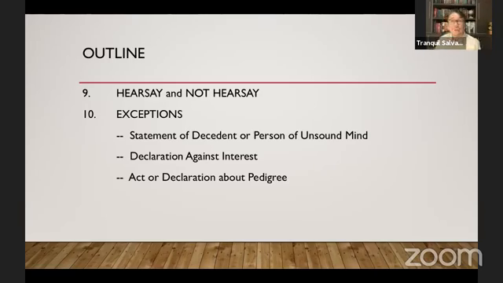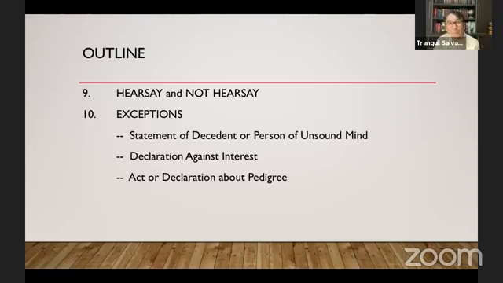And what is that? Statement of the decedent or person of unsound mind. Now, why, first and foremost, mag-agree tayo. Why is it hearsay? Because what is presented to the court is the declarant's statement, the statement of the person of unsound mind or the deceased. And there is someone who may have received that declaration, correct? By its nature, it is hearsay.